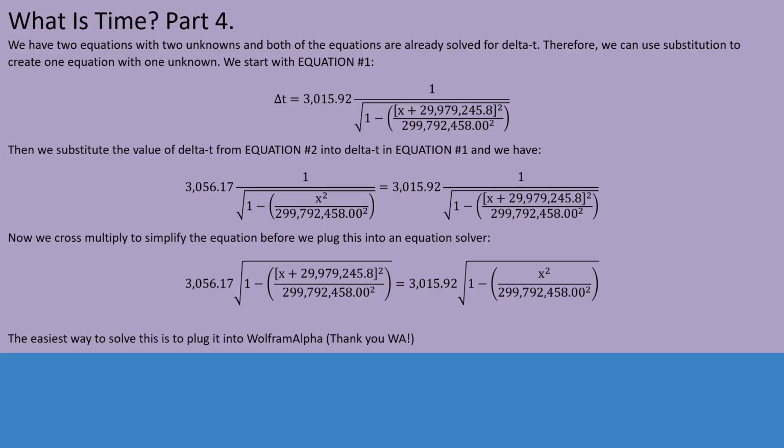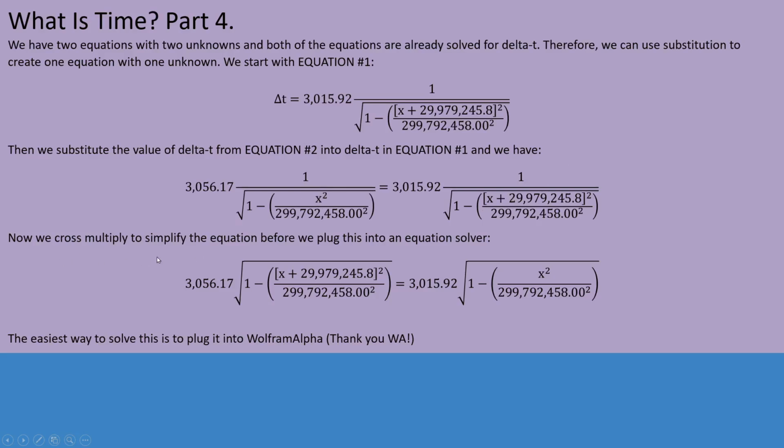We have two equations with two unknowns, and both of the equations are already solved for delta t. Therefore, we can use substitution to create one equation with one unknown. We start with equation number 1, which is the relationship between delta t, the number of clock cycles for clock R, and clock A clock cycles produced during the test times the Lorentz factor. Then we substitute the value of delta t from equation number 2 into delta t in equation number 1, and we have the following equation, which is the relationship between the number of cycles produced by clock B and by clock A, using the Lorentz factors for both of those clocks given their different velocities during the test.